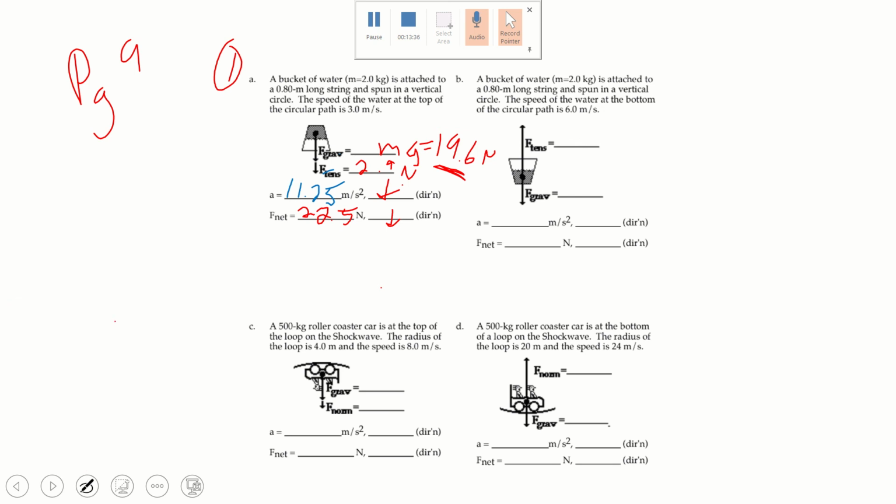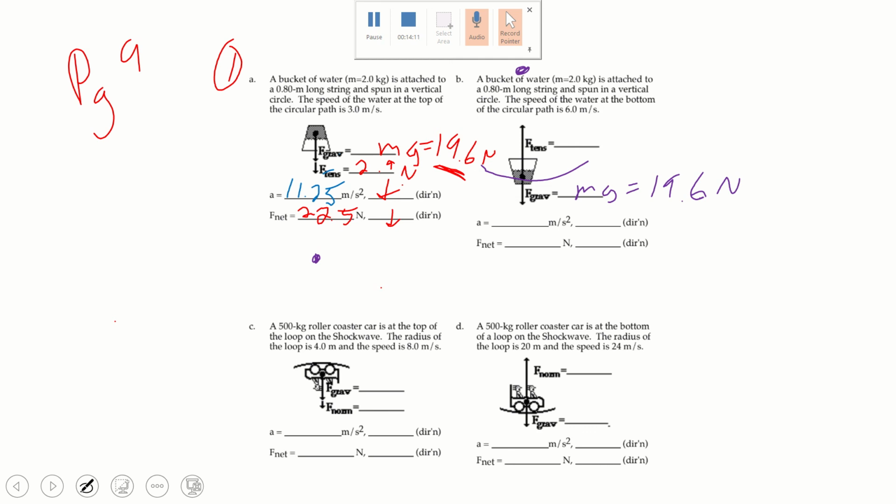If we go to part B, now instead of being at the top of the circle, we're at the bottom of the circle. We're swinging at the bottom. So if you notice now, gravity is still downward, but downward isn't towards the center of the circle anymore. Downward is away from the center of the circle. So gravity is still going to be mg, 19.6, and it's still going to be downward. But what has changed is that downward is no longer towards the center of the circle. The center of the circle is up here for this problem. On the previous problem, the center of the circle was down here.